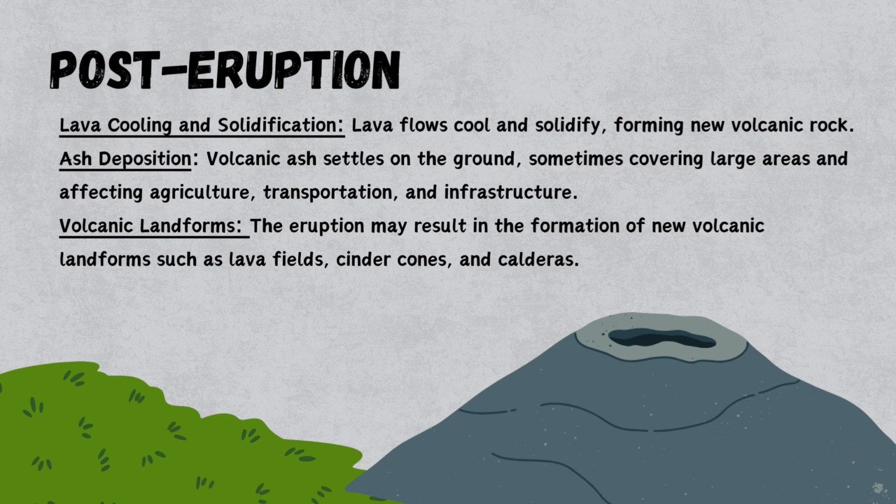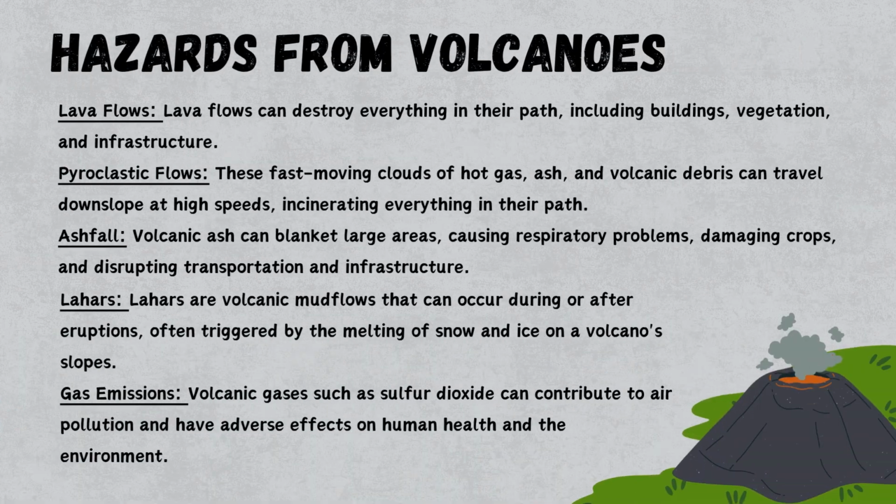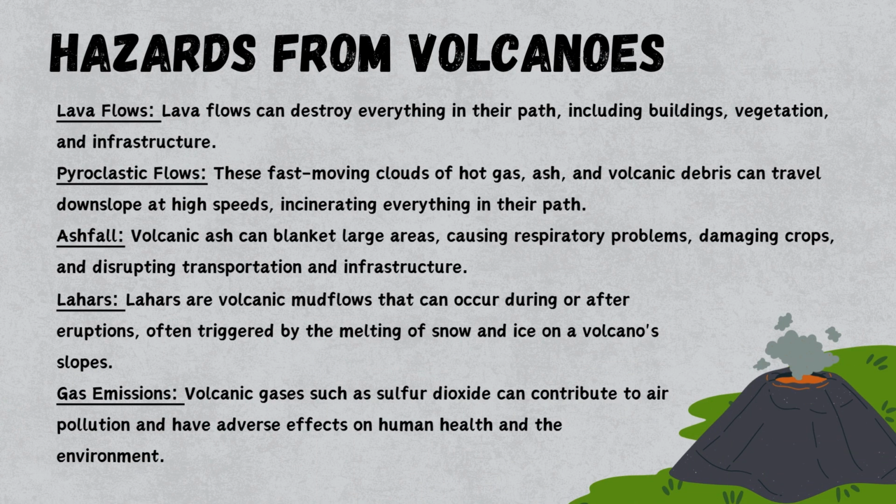Volcanic landforms. The eruption may result in the formation of new volcanic landforms such as lava fields, cinder cones, and calderas. Hazards from volcano lava flows. Lava flows can destroy everything in their path, including buildings, vegetation, and infrastructure.